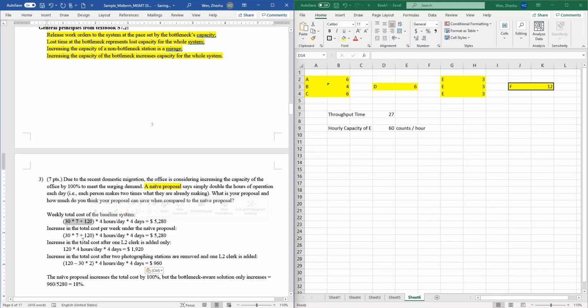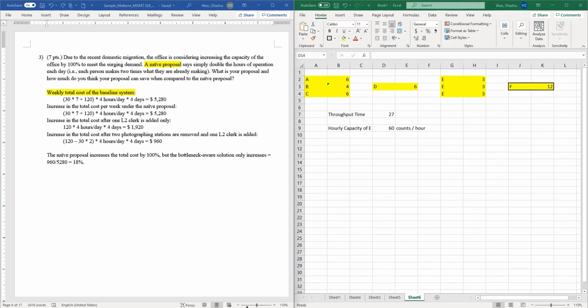So I'm first trying to figure out what is the baseline system cost, the cost that goes into the baseline system before it goes through any type of changes or improvement. So you have 7 people making $30 per hour, 1 person making $120. So this is the per hour cost. You have 4 hours a day. You work 4 days a week. So this is going to be $5,080. I say this is per week, okay, because I'm solving on a weekly basis.